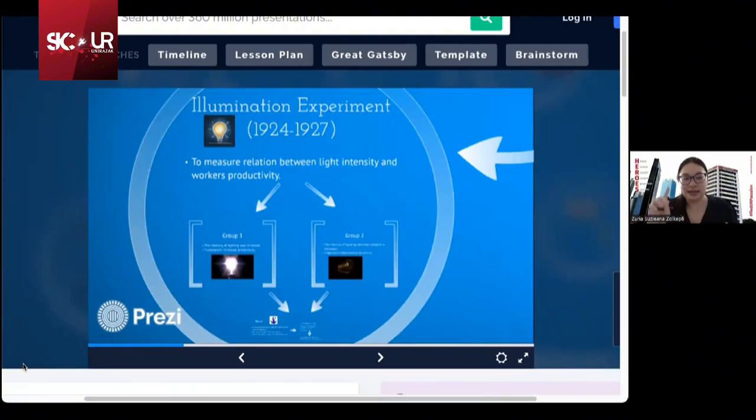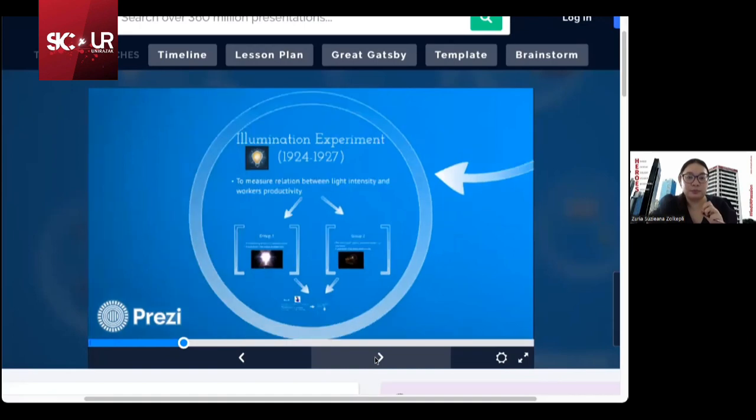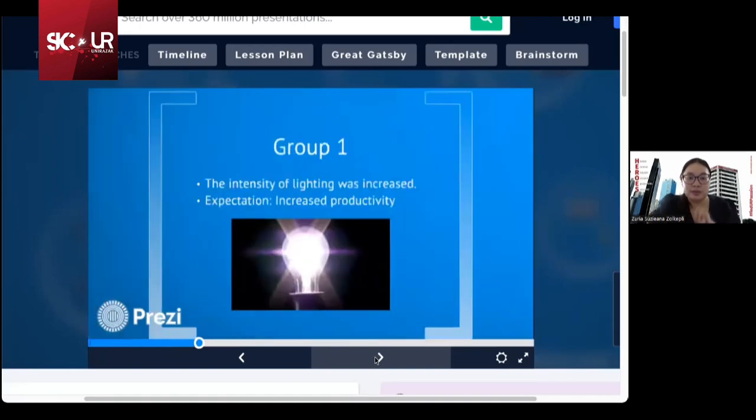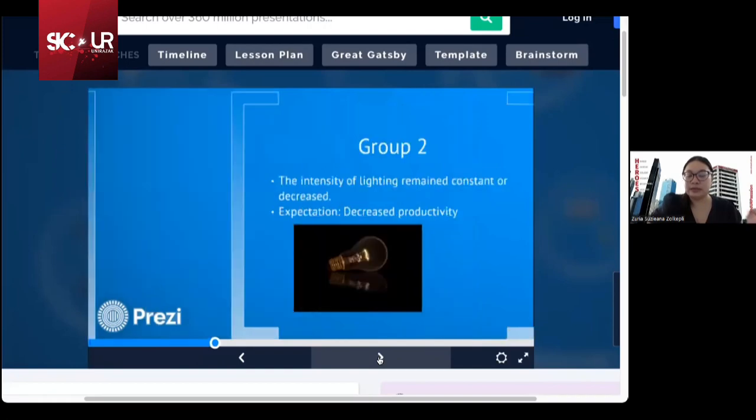What they did is play around with the lighting to measure the relation between light intensity and workers' productivity. They divided the people into 2 groups. In the first group, the intensity of lighting was increased, and the hypothesis, the expected outcome, was that productivity would increase when the lighting was increased. Note that the experiment was observed.